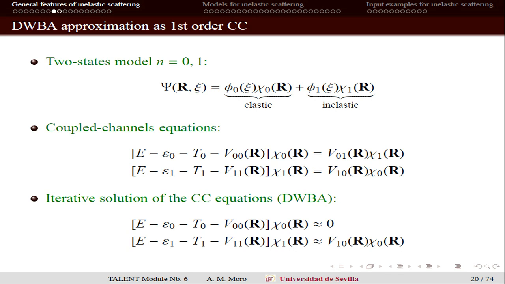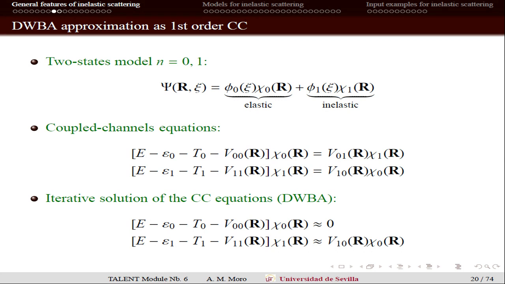So we can get a good approximation of the chi0 by just neglecting completely this second term. Now this equation is uncoupled, so we can solve it and obtain this approximated chi0, and insert this solution into the second equation and get an approximate solution of the chi1. So we don't have to solve a set of coupled equations anymore. This is the first order solution in an iterative procedure. Okay? So this corresponds actually to the DWBA.